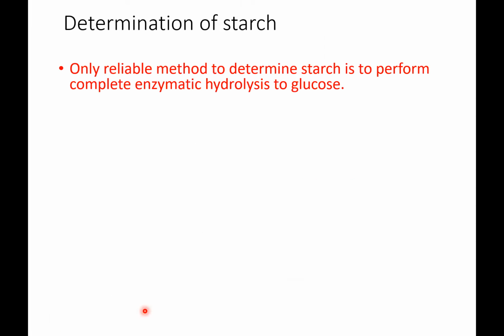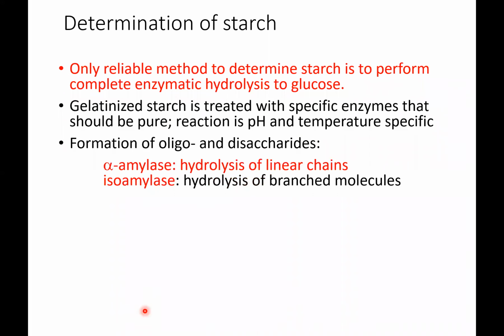Now starch, the only reliable method to determine starch is enzymatic hydrolysis to glucose. Okay, we know we can use alpha-amylase to break down the linear chains. We can use isoamylase to get after the branched molecules. We produce some smaller molecules here. First, you would swell the starch to make sure that the enzyme can get there. Again, enzymatic reactions are highly sensitive to pH and temperature. You want to do it always the same.